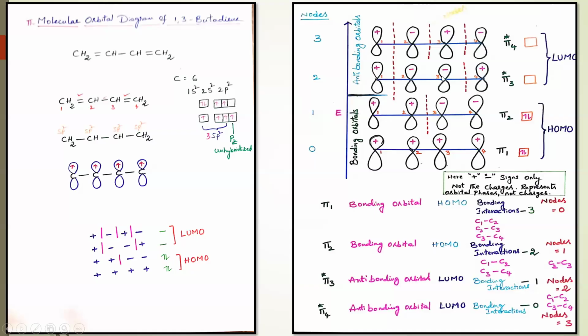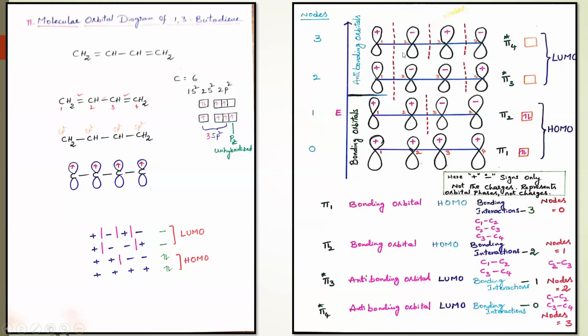Here C2, C3 are bonding interactions because there is no nodal plane, and also you can see these two signs are the same, minus, minus. These two are bonding interactions. Here plus and minus, these two are anti-bonding interactions. Plus and minus, these two are anti-bonding interactions. Got my point? C1, C2 are anti-bonding; C2, C3 are bonding because of the same sign; C3, C4 are anti-bonding. Right? Nodal planes are 2.